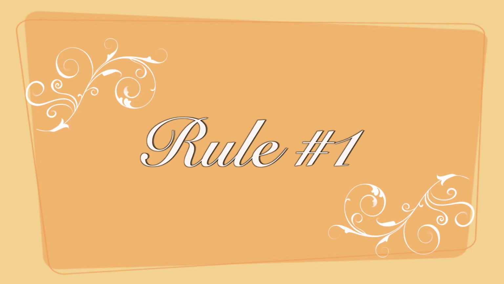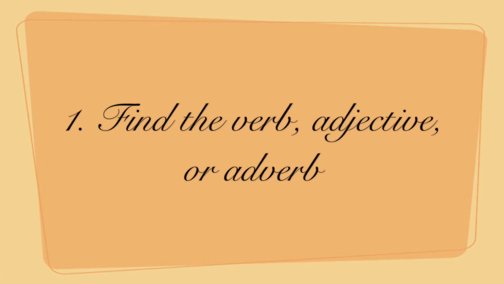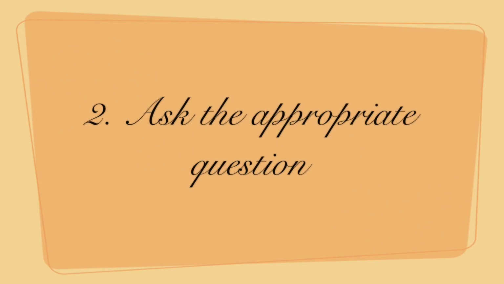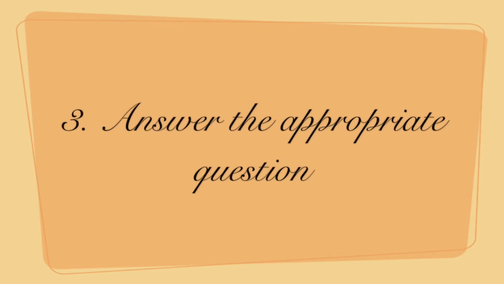Alright, here are the rules that I use. There are 3. Rule number 1 of how to identify adverbs: find the verb, adjective, or adverb. You have to locate what is being modified. If you can't locate that part of speech, then you're not going to have a lot of luck finding your adverb. So 2, you need to ask the appropriate question, and I will get to that in a little bit. 3, the answer to number 2 is your adverb. Once you ask the question, answering that question gives you the adverb.